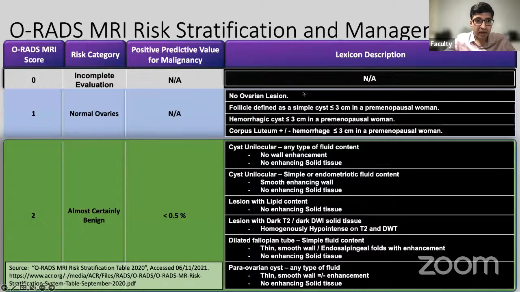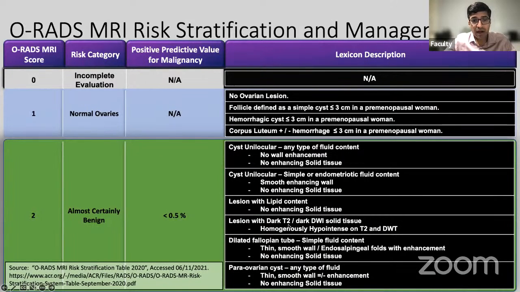For example, we looked at benign processes in normal ovaries, such as corpus luteum cyst, follicles, and hemorrhagic cyst less than 3 centimeters in the premenopausal woman, and any cysts which are classified as follicle less than 3 centimeters. So we looked at these examples. Then we looked at unilocular cysts with simple fluid or endometriotic fluid components. They may have smooth wall enhancement. Then we looked at lesions with lipid content in one of the examples, suggesting a benign teratoma.